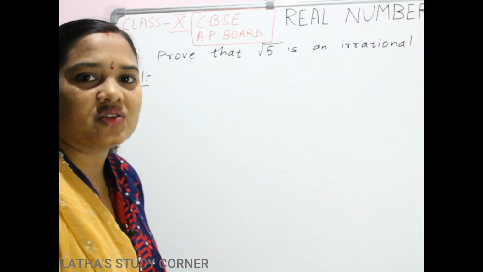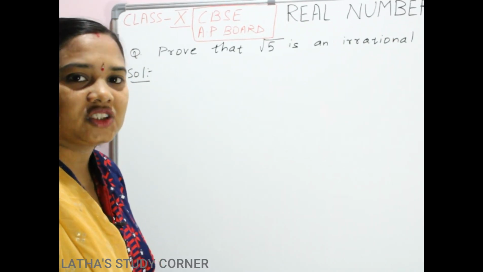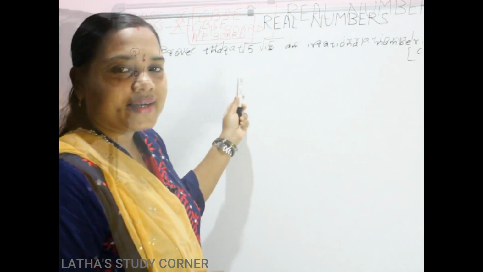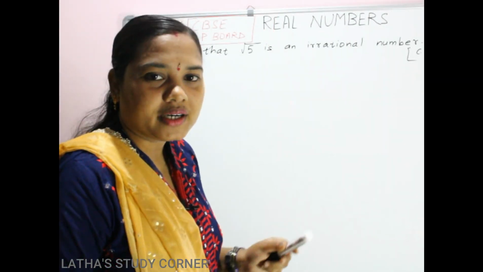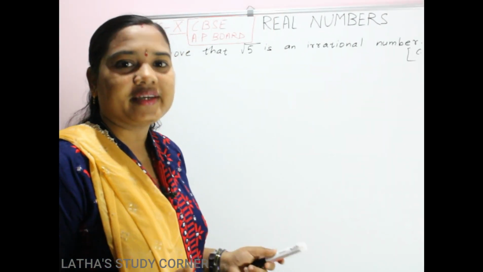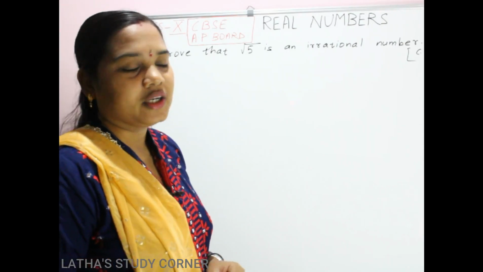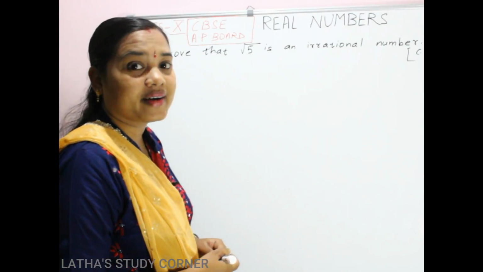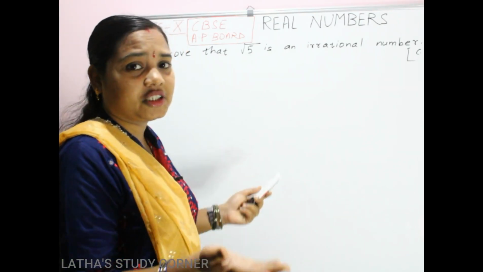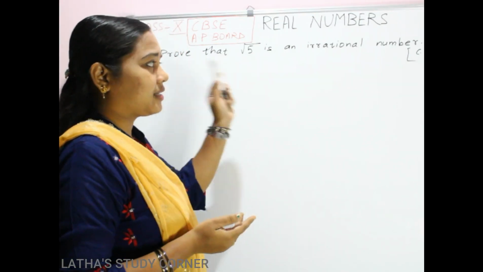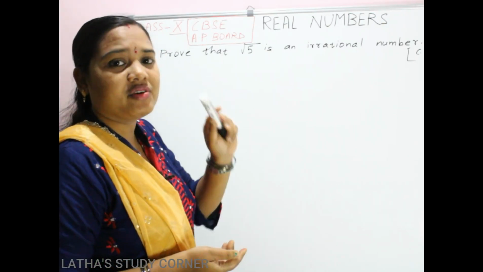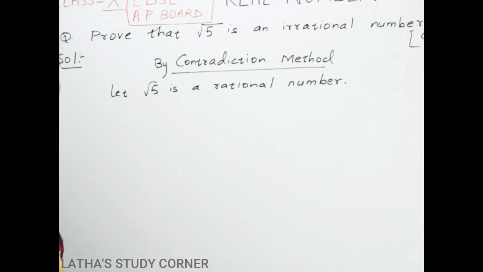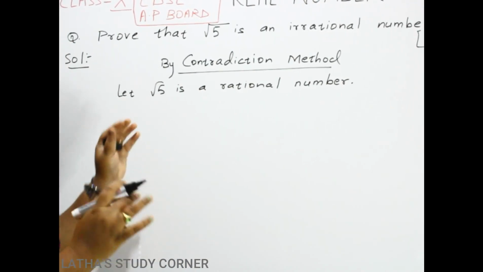Here we are going to prove root 5 is an irrational number by contradiction method. Clear? So let us know what is an irrational number. A number whose square is a negative number is an irrational number. Contradiction method means we will not consider it's an irrational number, we will consider it's a rational number. So root 5 is a rational number, we will assume this.